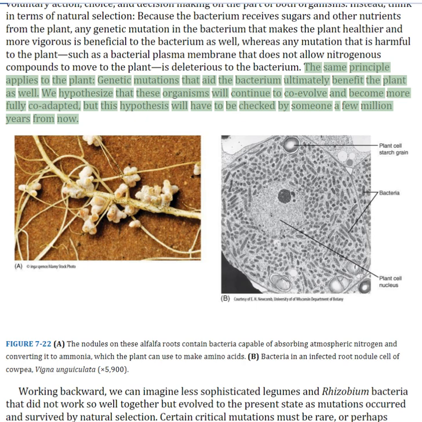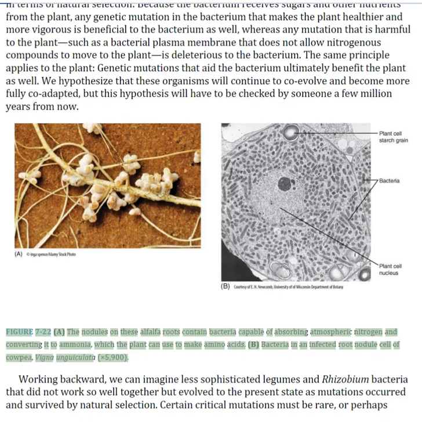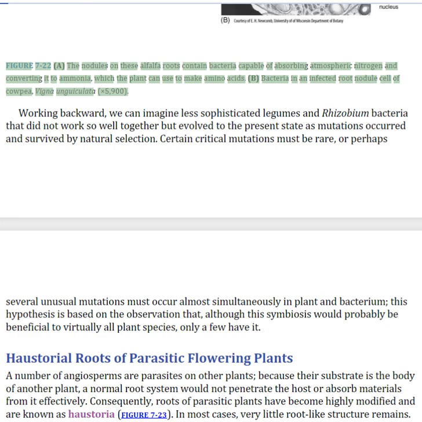We hypothesize that these organisms will continue to co-evolve and become more fully co-adapted, but this hypothesis will have to be checked by someone a few million years from now. Figure 7.22. The nodules on these alfalfa roots contain bacteria capable of absorbing atmospheric nitrogen and converting it to ammonia, which the plant can use to make amino acids. Bacteria in an infected root nodule cell of cowpea, Vigna unguiculata.